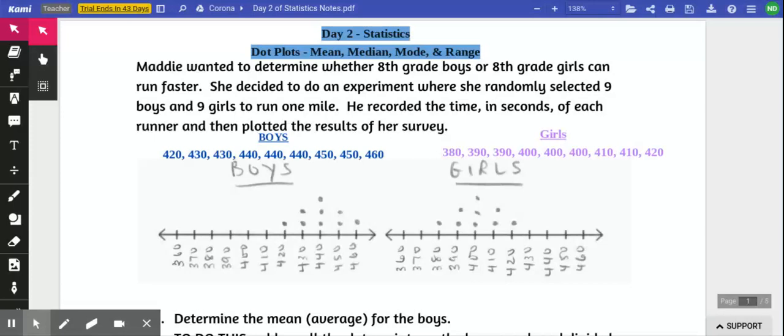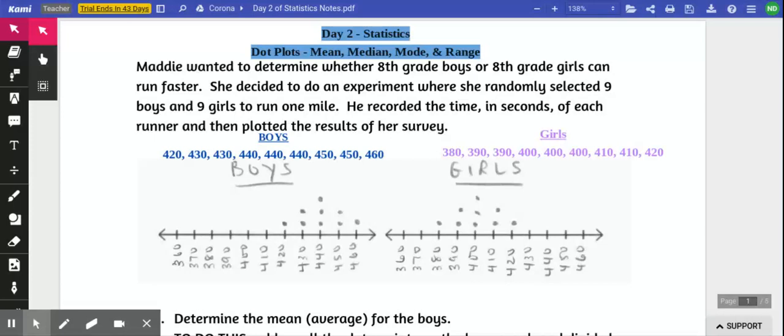So if we look at these 2 dot plots, I have one that represents the boys and one that represents the girls. So again, this is just another way to express the data. Each individual dot, if we're just looking at the boys graph for right now, represents 1 runner. So there are a total of 9 dots, which means there were a total of 9 boys in this experiment. And each dot represents their individual time.